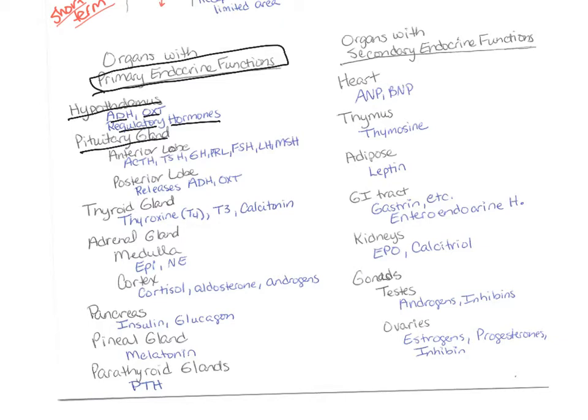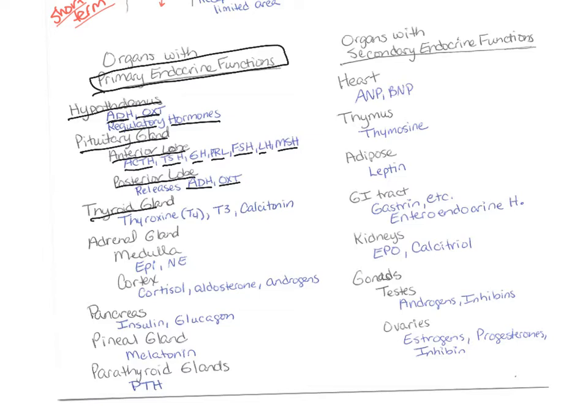Then there's the pituitary gland. The pituitary gland has an anterior lobe and a posterior lobe. In the anterior lobe, there are hormones like the adrenocorticotropic hormone, the thyroid-stimulating hormone, growth hormone, prolactin, follicle-stimulating hormone, luteinizing hormone, and melanocyte-stimulating hormone. In the posterior pituitary, where we said the hypothalamus makes ADH and oxytocin, ADH and oxytocin will then be released from the posterior lobe of the pituitary. So we're going to look at that.